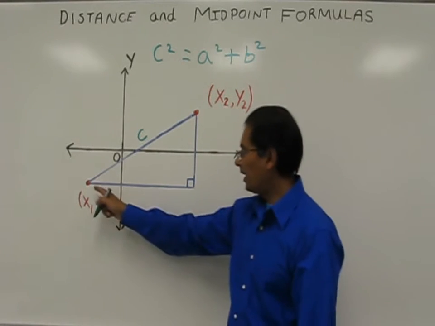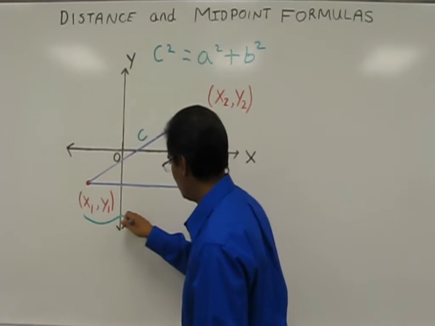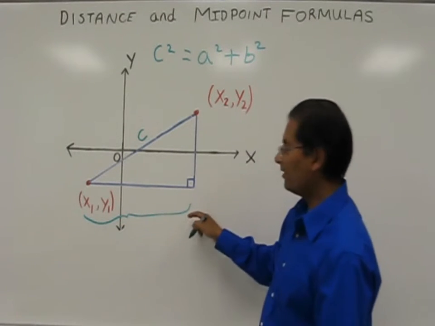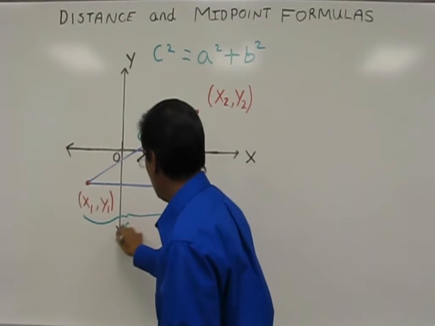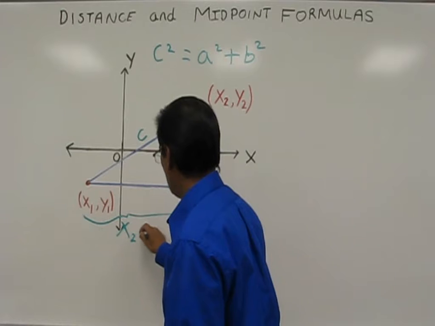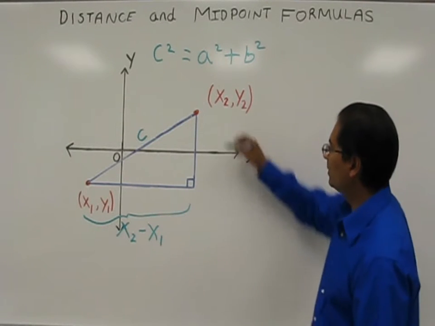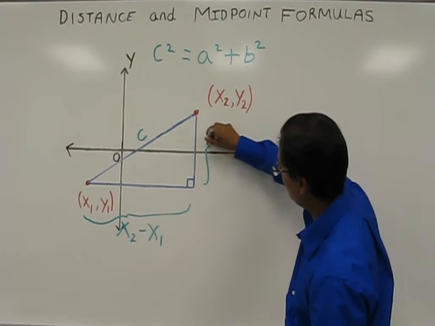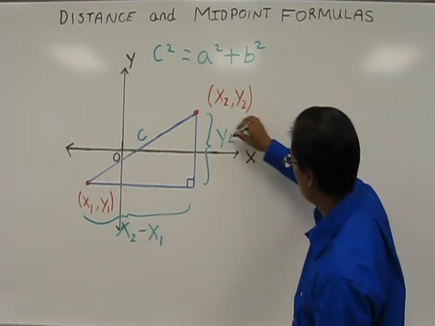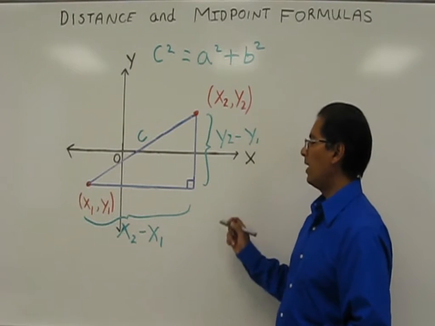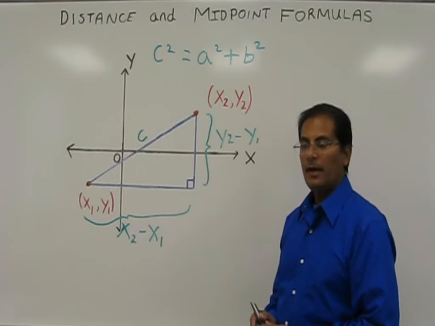If we look at this side of the triangle, the horizontal side, we can see that this distance here is actually the difference between the x's. So this distance here is x2 minus x1. Similarly, if we look at the vertical distance, that distance there is y2 minus y1. Now we can derive a formula for the distance between the 2 points. And how do we do that?